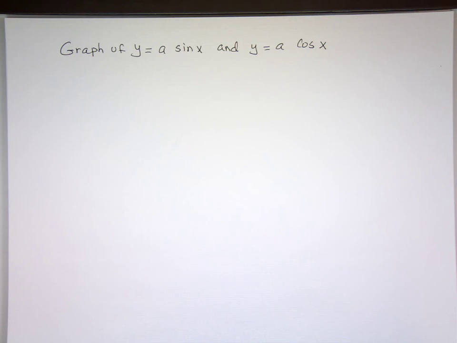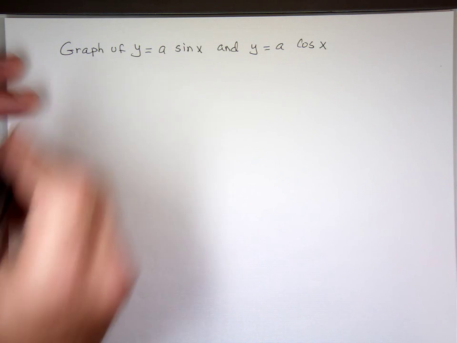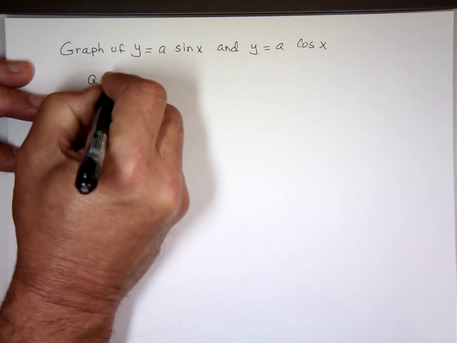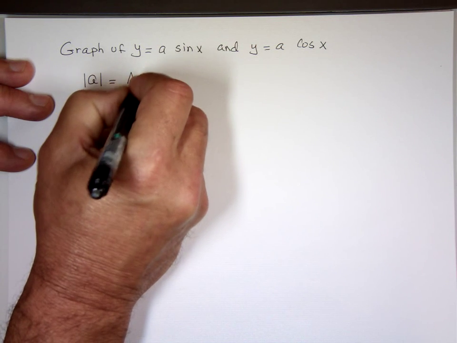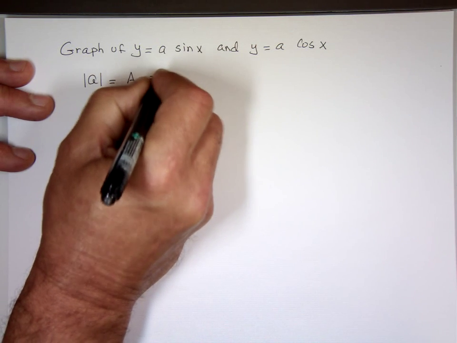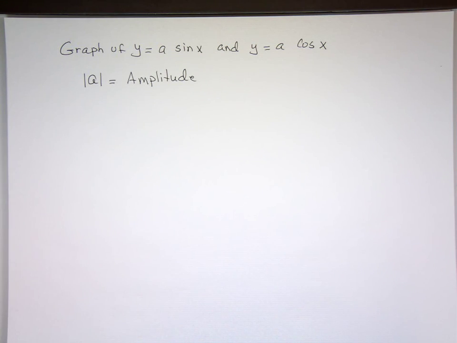How do we graph y equals a sine of x and y equals a cosine of x? Well, the reason we chose the letter A for that, A stands for amplitude. The absolute value of A is called your amplitude, which means how high does that function go up and down? How high?